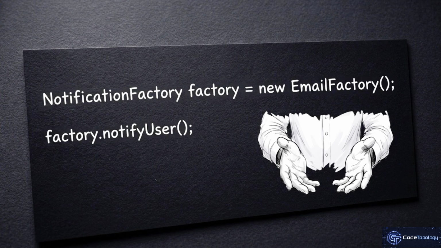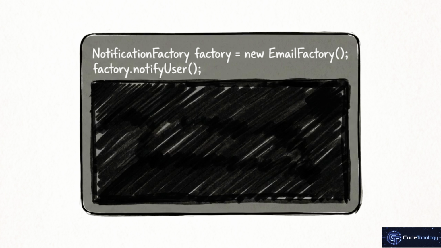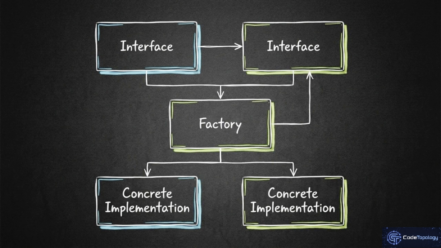Step 5. Look at this two-line client wiring. The client instantiates a factory and calls the notification logic. It interacts solely with the interfaces, blind to the concrete classes doing the work. Seeing all 5 blocks fully assembled reveals the complete, total architectural payload.